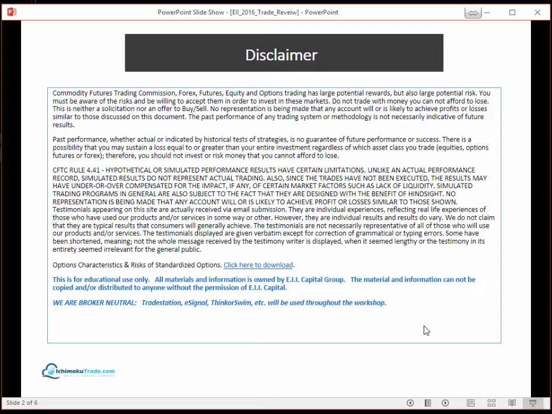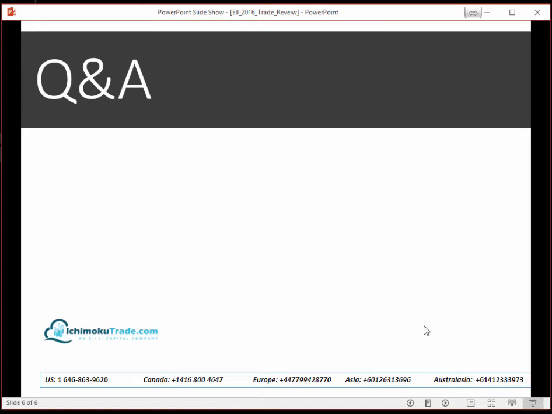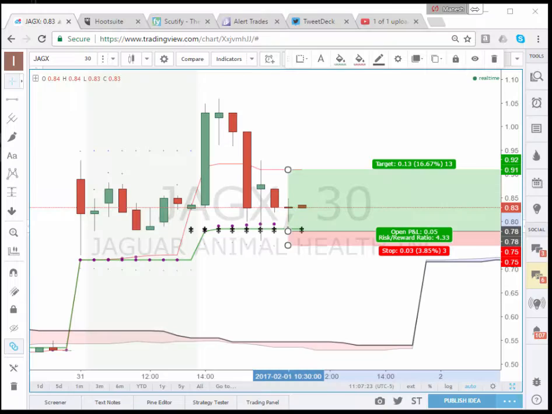We are broker neutral, so we support various charting packages out there. Today we're going to show you TradingView because that's where the indicator is available right now. Before we begin, here's our contact information, so if you have any questions, you could email us at info@eiicapital.com. So let's begin and start looking at a chart.